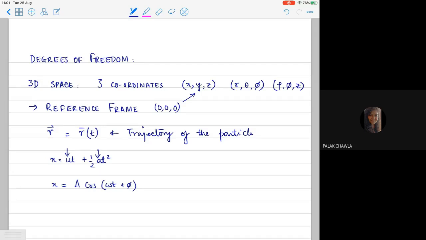The second equation obviously shows you an oscillatory motion, where the parameter A is the amplitude, omega is the frequency, and phi is the phase of the system. These are the kind of equations that we actually want to derive by solving Newton's law. The first one gives you rectilinear motion, and the second one gives you simple harmonic motion, or SHM, an oscillatory motion.